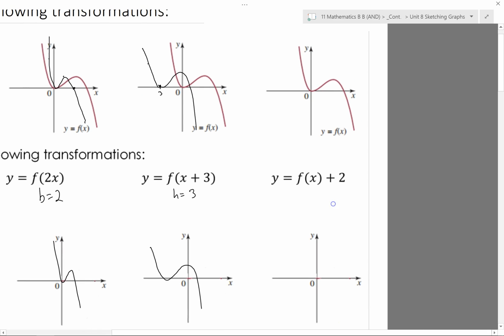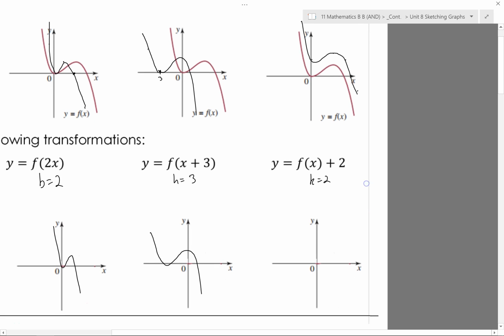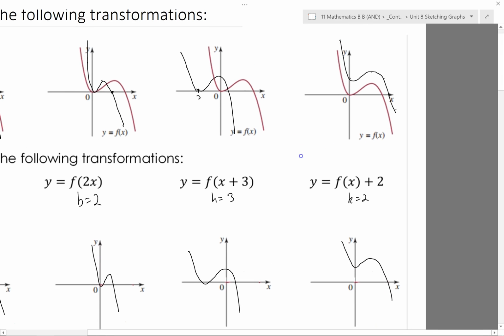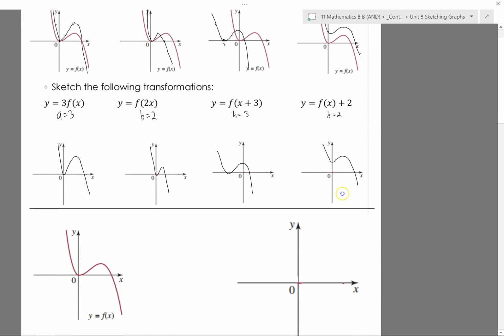Okay, final one, we're adding after the function is complete, so that's a k value of 2. A positive k value means shift everything up, so I'm going to move all these points up 2 units. Okay, everything shifted up 2 units. That looks like the same shape, just shifted up, and we can draw that on a fresh graph as well if we want. Okay, so that's what these transformations will look like individually.